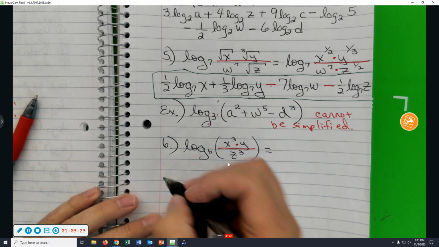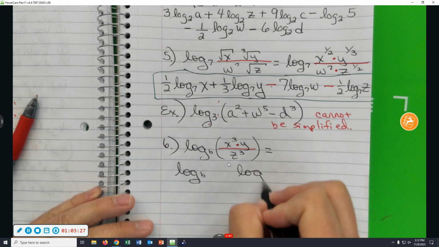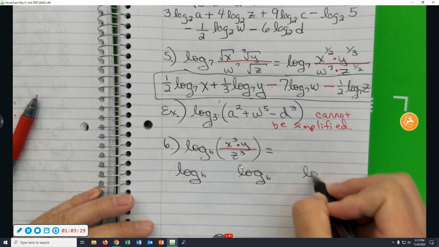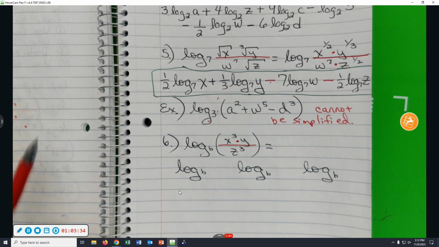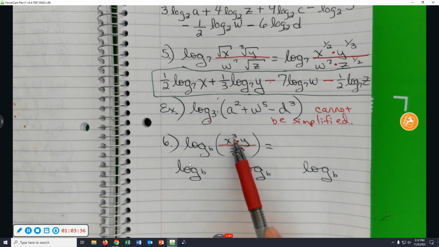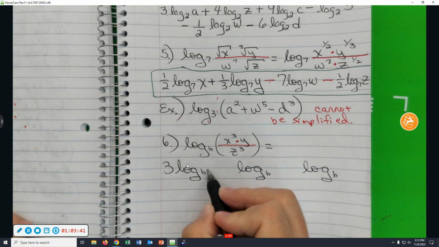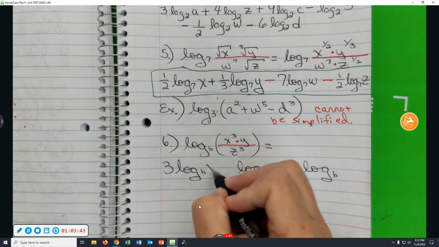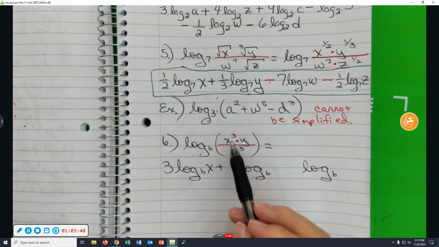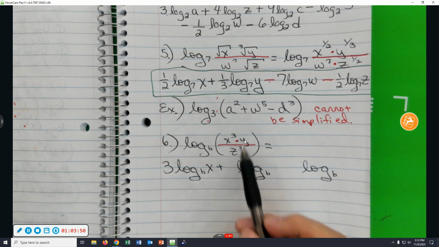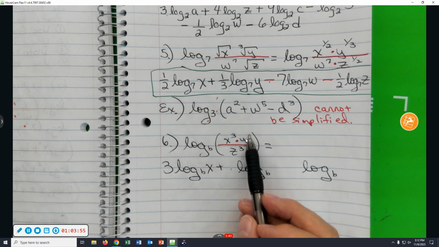I like to write out my 3 logarithms. Then where does that 3 go? In front. What's the argument? Plus or minus? Plus, because the y is on top. Coefficient, do we have one? No, because there's no exponent.